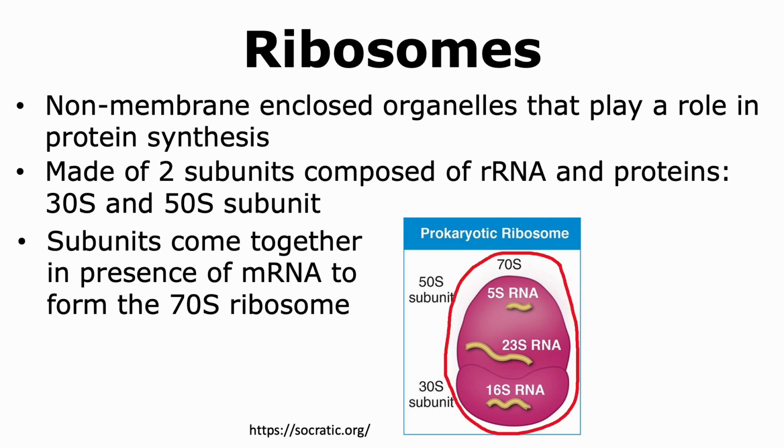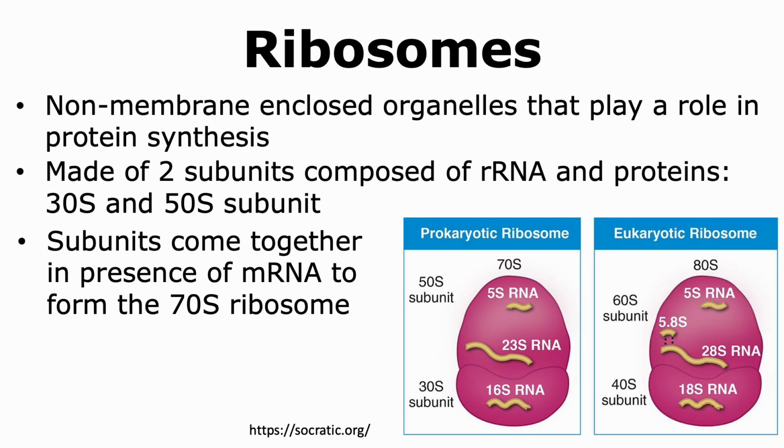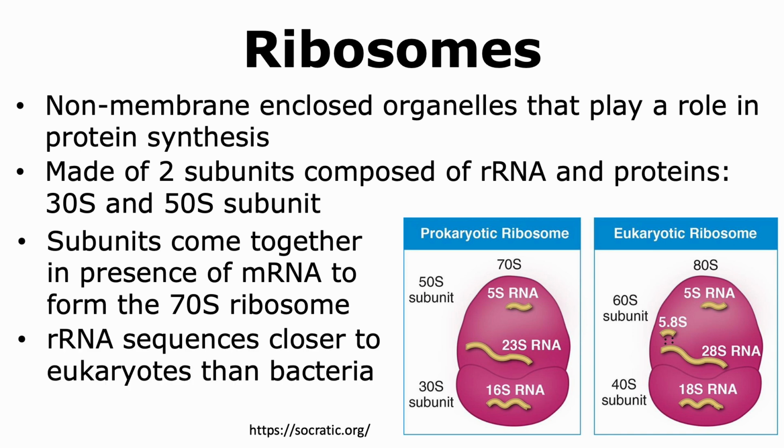In the presence of messenger RNA, these subunits can come together to form the intact 70S ribosome. This size of a 70S ribosome is also observed in bacteria, and hence it is considered the prokaryotic ribosome. This size is different than the eukaryotic ribosome, which is slightly larger and is called the 80S ribosome. It should be noted that even though the size of the archaeal ribosome is similar to that of the bacterial ribosome, the ribosomal RNA sequences that are present in the archaeal cell are much closer to eukaryotes than to bacteria.